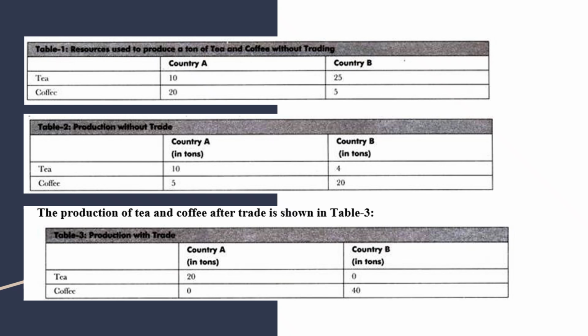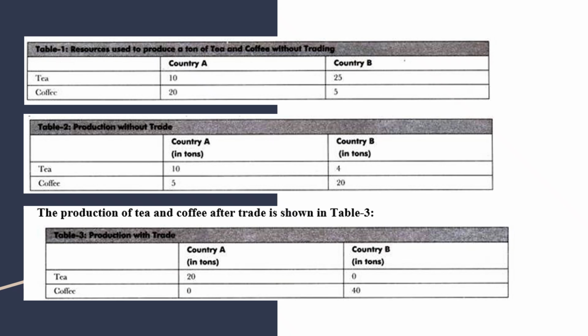But in order to have absolute advantage, the country A is employing all the labors to produce tea. So ultimately they are ending up with 20 tons of tea, whereas country B is employing 200 labors to produce coffee. So at the end they are ending up with 40 tons of coffee. So in the end we are getting 60 tons of both tea and coffee.